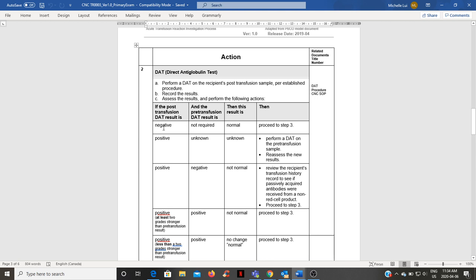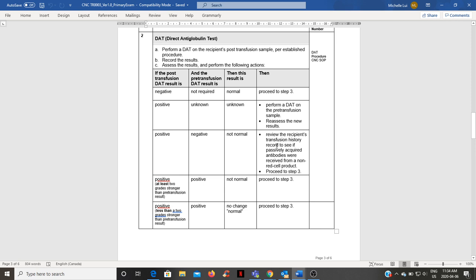If the DAT is negative, the pre-transfusion DAT's not required. This is normal. Keep going. If the DAT is positive, the pre-transfusion DAT is unknown. Perform a DAT on the pre-transfusion. This again is to check, did the patient have a positive DAT before? Are there other conditions that are causing a positive DAT? This is part of ruling out, or maybe ruling in, a serological transfusion reaction as well, right?